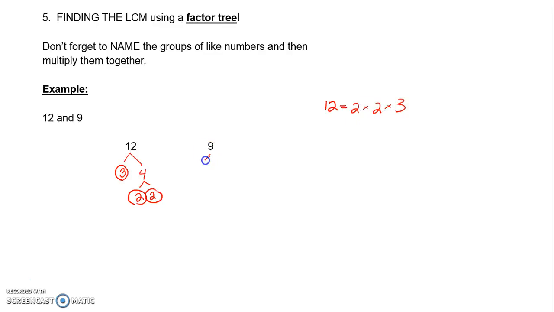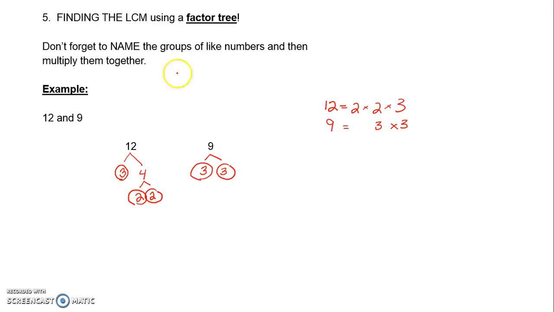And now we're going to break down the 9. Least common multiple: using a factor tree, you create a factor tree for each of your numbers. So we're going to break down 9. 9 is 3 times 3. 3's are prime, can't be broken down any further, so I know 9 is equal to 3 times 3.